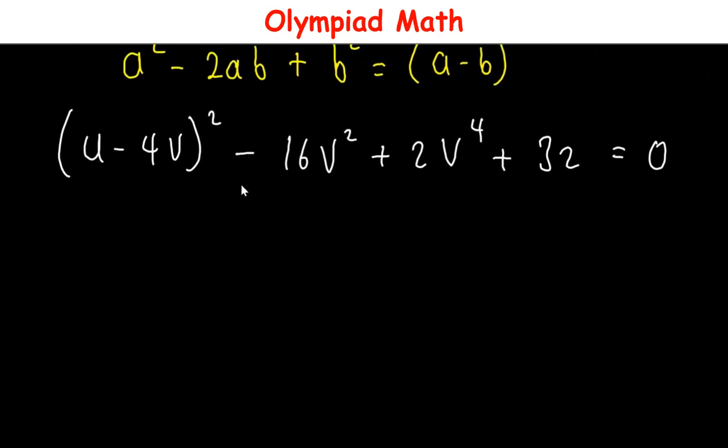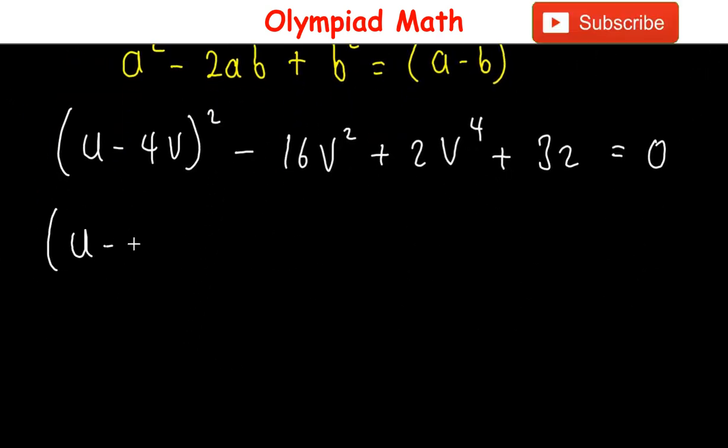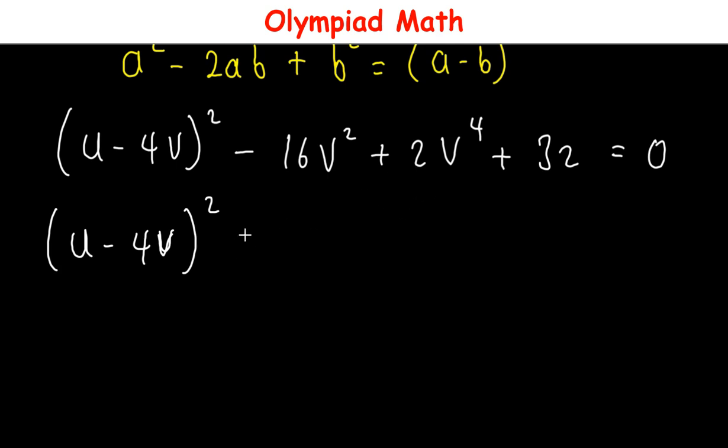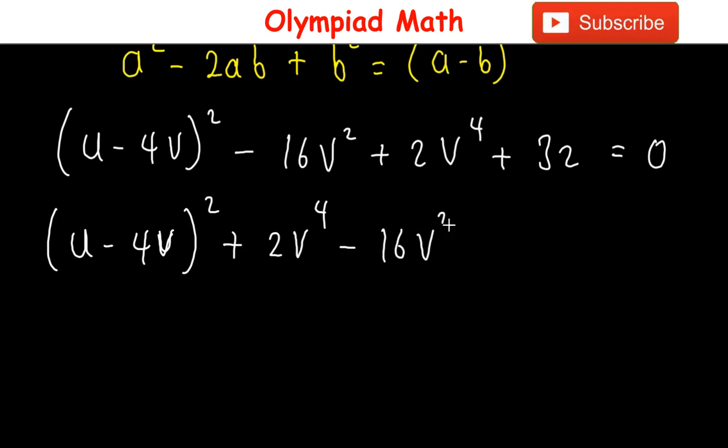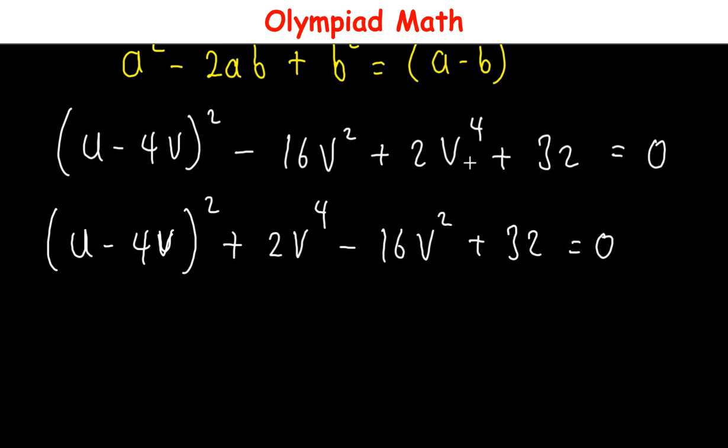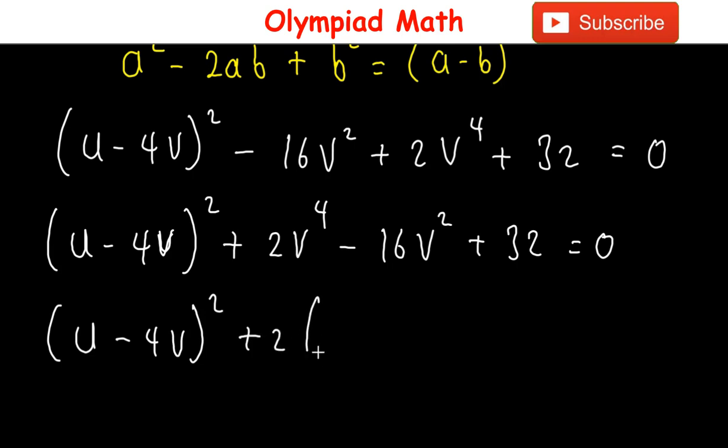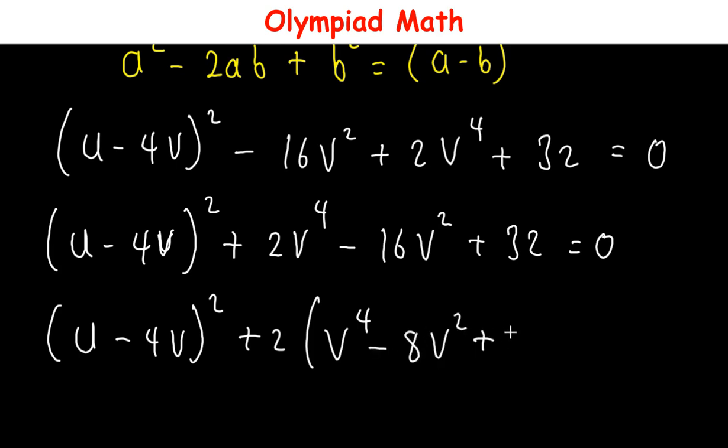So from here, we have the equation, in bracket, u minus 4v all raised to power 2, plus 2v to the power of 4 minus 16v squared plus 32 equals 0. We just rearrange this equation. So in brackets, we have u minus 4v all raised to power 2. Factorize out 2 from this, so plus 2 into bracket v raised to power 4 minus 8v squared plus 16, and this equals 0.